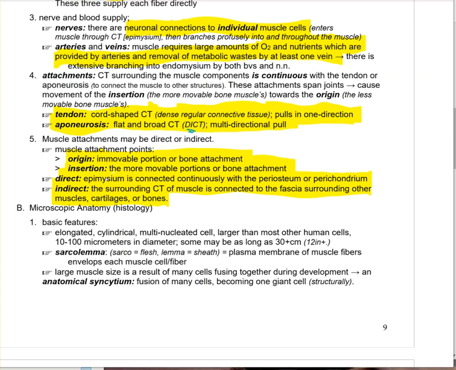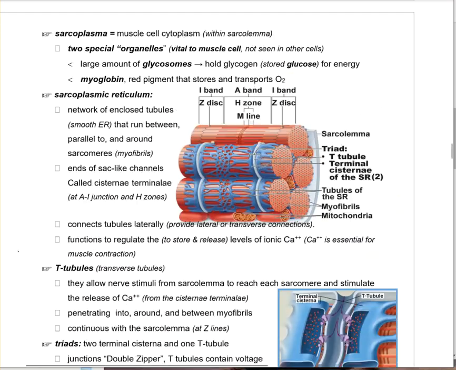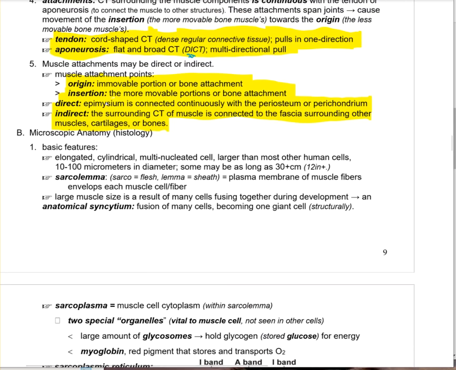So this is a great place to stop. When we come back to part 2, we're going to do microscopic anatomy, and we're going to be covering what the inside of the cell looks like, and we'll be talking about the beginnings of how muscles do contraction.